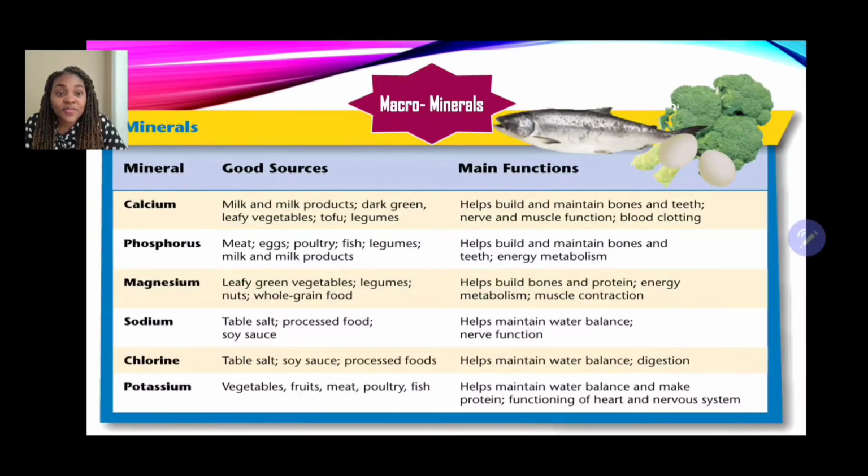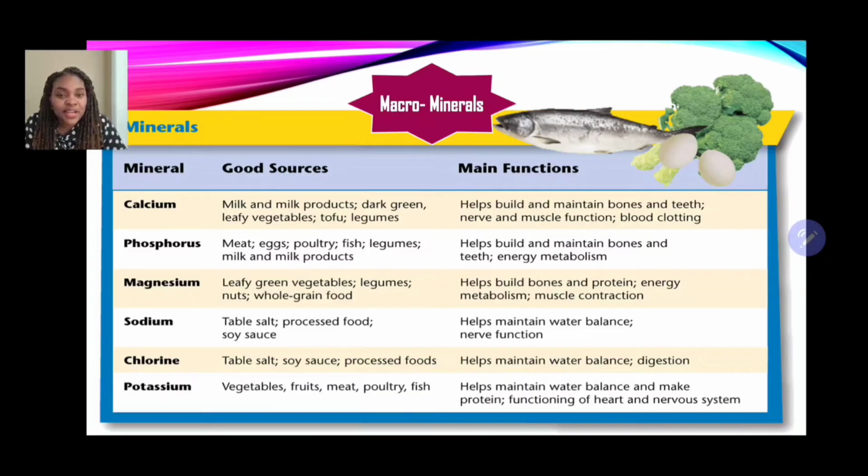Now, let us take a look at the functions of potassium. It helps to maintain water balance, just like chlorine and sodium, right? It helps to make protein like magnesium, and it also aids in functioning of the heart and the nervous system. Good. Now, those are the sources and also the functions of the macrominerals, right? And we have 6 macrominerals. They are calcium, phosphorus, magnesium, sodium, chlorine, and potassium.